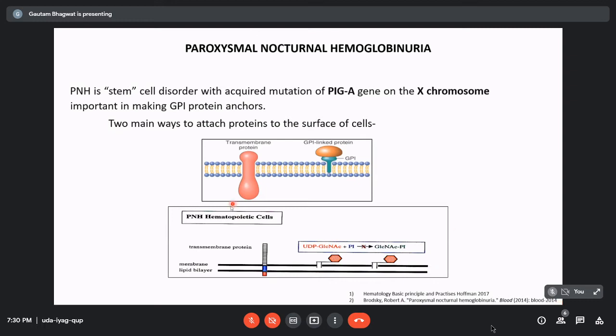So any protein which sticks to the surface of cells will either be sticking to a transmembrane protein or to a GPI-linked protein. Now what happens in PNH is that there is inhibition in linking of certain proteins to this GPI, and the two most important ones are CD55, or the decay accelerating factor, and CD59, or the membrane inhibitor of reactive lysis. So these two proteins are linked to GPI, and in cases of PNH, these two CD markers, or these two proteins, are absent on the GPI.